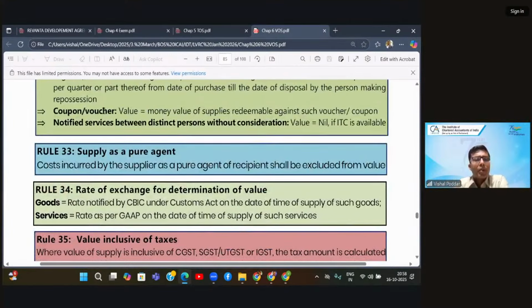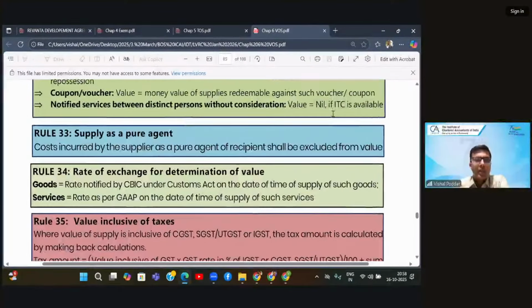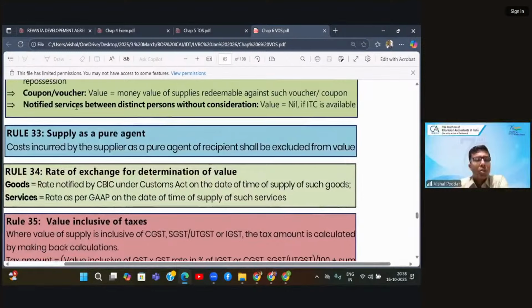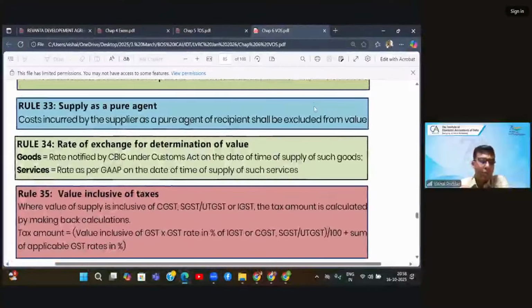Next, coupon or voucher is equal to value of supplies redeemed against the coupon and voucher. Now, anyways, I've said that the coupon voucher point will be deleted, so this also will automatically get deleted. Next, notified service between the distinct person without consideration. The value is nil if IT is available. We have to read this above.